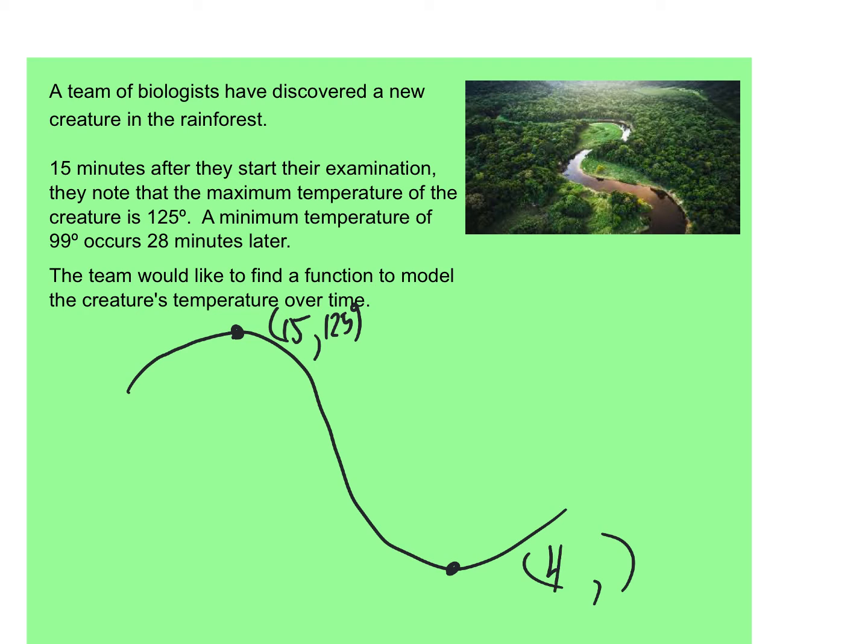How'd you get the 43? I know you were thinking something. 15 plus 28. Yeah, 28 minutes later, so that means from here over was 28 minutes. And so you took 15 and added 28 and gave you 43. And then comma the low temperature. Excellent. And that was given. Always start by finding a low and a high. Then, the next thing I would do is figure out the period.